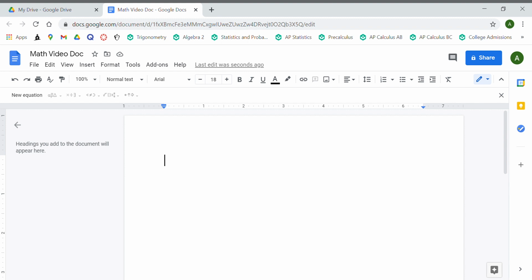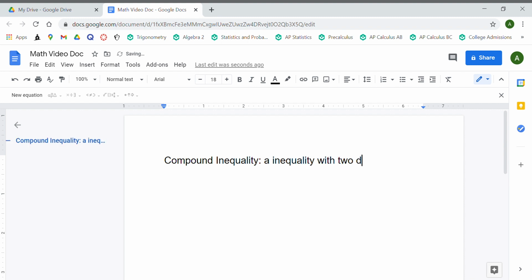Alright, so what is a compound inequality? Well, a compound inequality is an inequality with 2 different parts, joined by and or or. Ooh, not a inequality, an inequality.